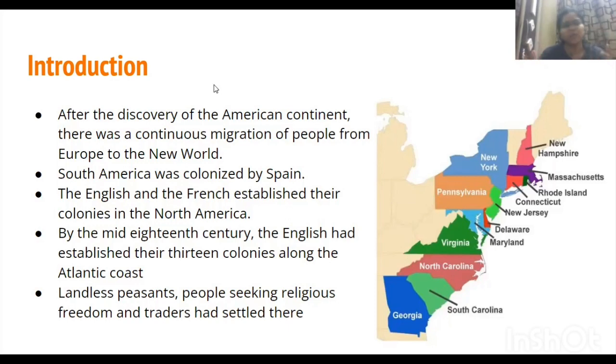And who were the people of these colonies? Those people in Britain who were suffering, for example landless peasants, people seeking religious freedom, traders, and those who wanted to explore new things, they all came and settled in these 13 colonies. So when I say American Revolution, it is the revolution of the people who settled in these 13 colonies against their mother country, Great Britain. These colonies wanted freedom from Great Britain, and they wanted to be recognized as Americans and not as original Britishers. So that is the introductory part about this revolution.